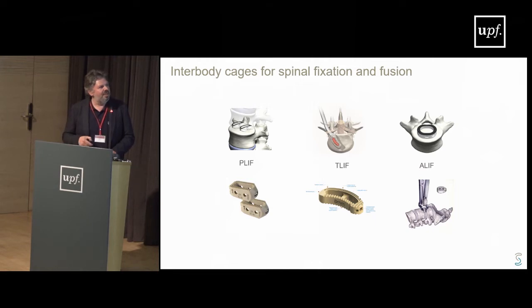I mentioned briefly the cages. There are different models of cages which depend on the direction from which you insert them. You can come from the back, posterior fusion, or through the foramen, which is called transforaminal, or anteriorly from the front.